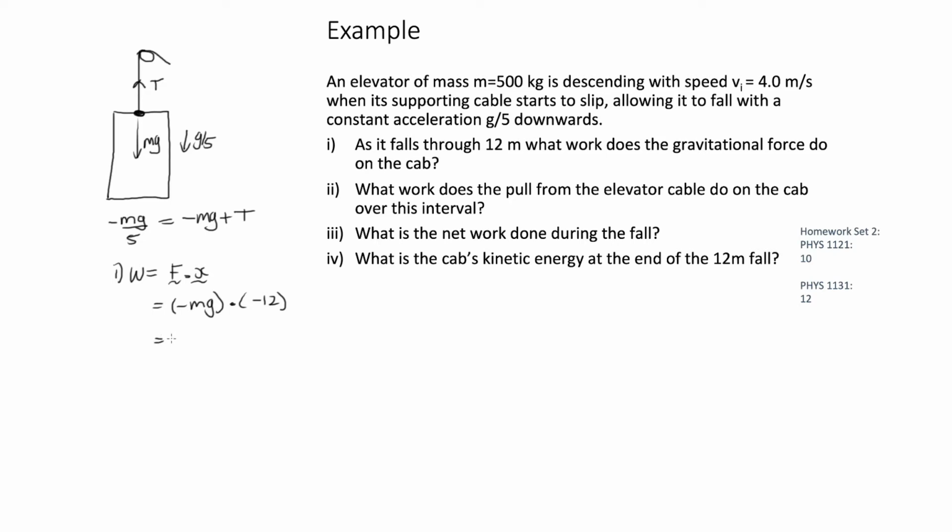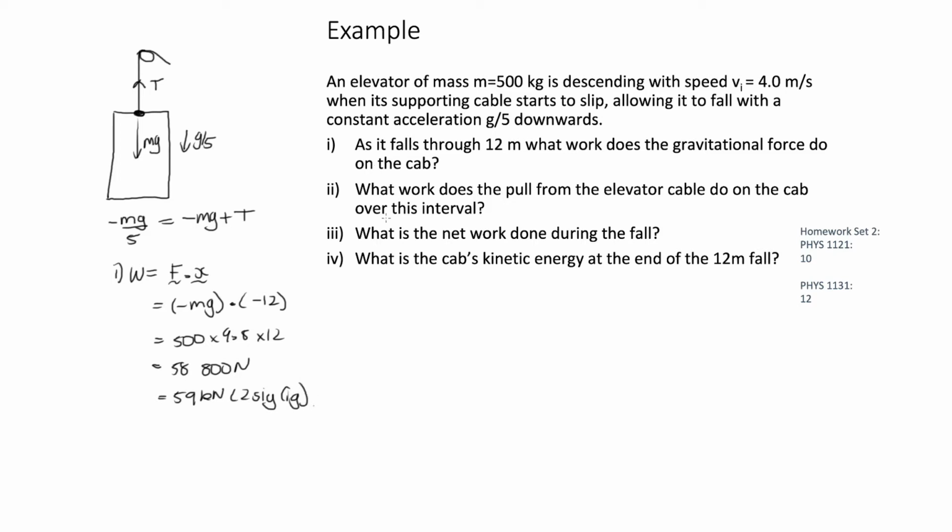So solving this, we've got the negative signs cancel out. So I've got 500 times 9.8 times 12, and that is equal to 58,800 newtons, which I can write as 59 kilonewtons, and that's to 2 sig fig.